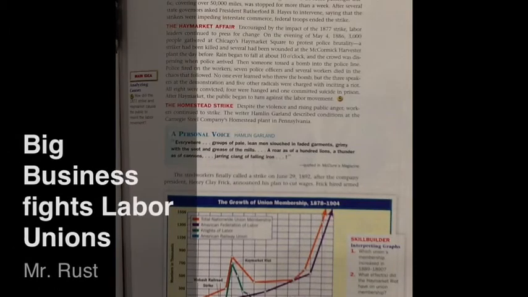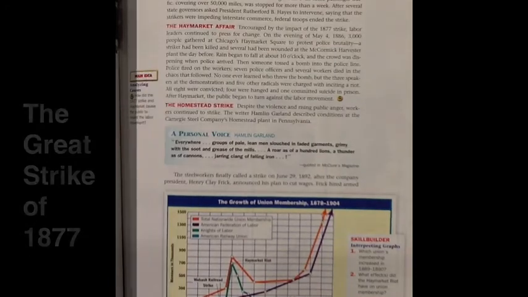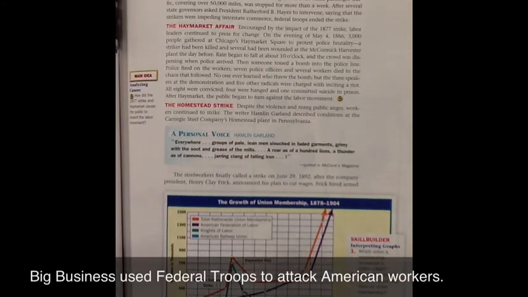The growth of labor unions and their calls for better conditions for workers ultimately turns violent when the monopolies and the industrialists refuse to give up even a little bit of their massive profits. And the Great Strike of 1877 is a good example of this. The Ohio Railroad, called the B&O Railroad, struck, and they were ultimately attacked by federal troops.